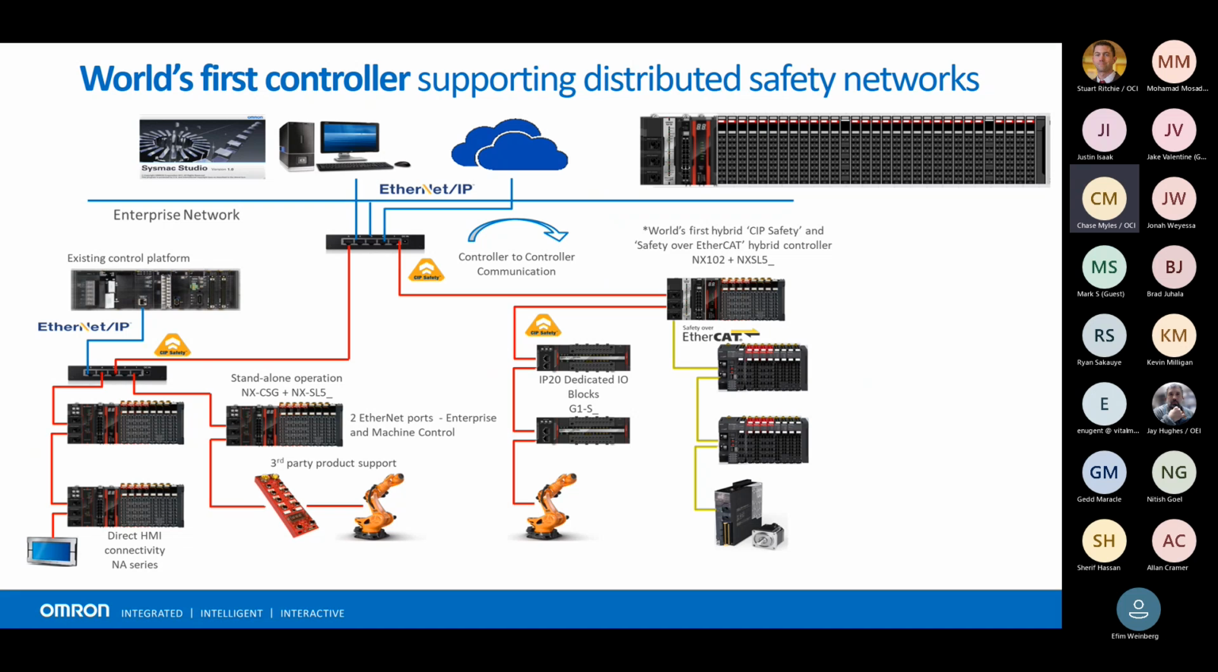On that, we also have the world's first distributed safety network controller supporting safety networks. So you can have Ethernet IP and EtherCAT networks working alongside each other. You can't interpose them on the same network, but you could have your existing control platform with Ethernet IP communications between certain devices, and then you can have a sub EtherCAT network controlling safety, and all that comes back to your cloud network.